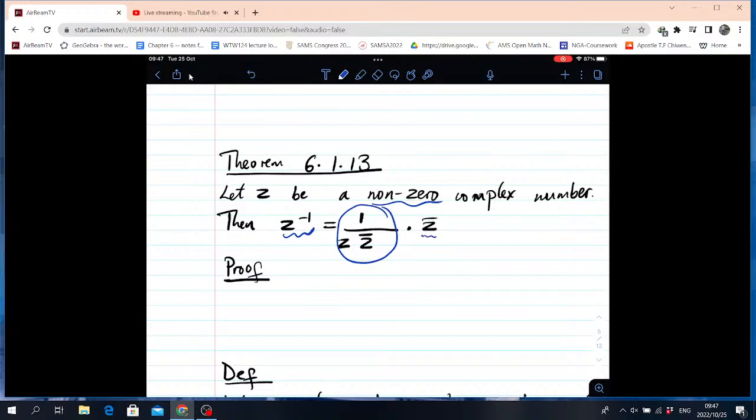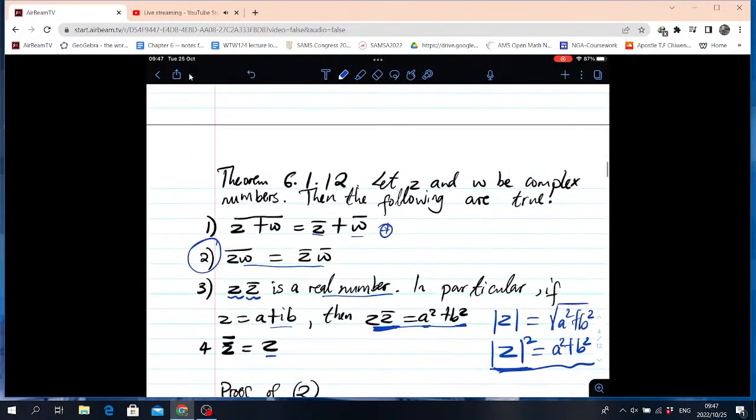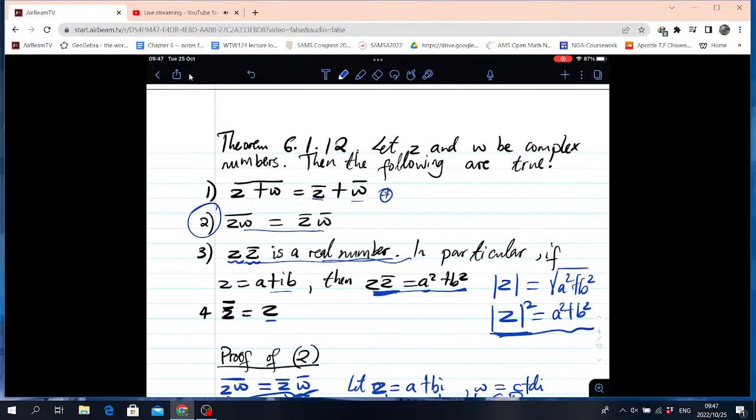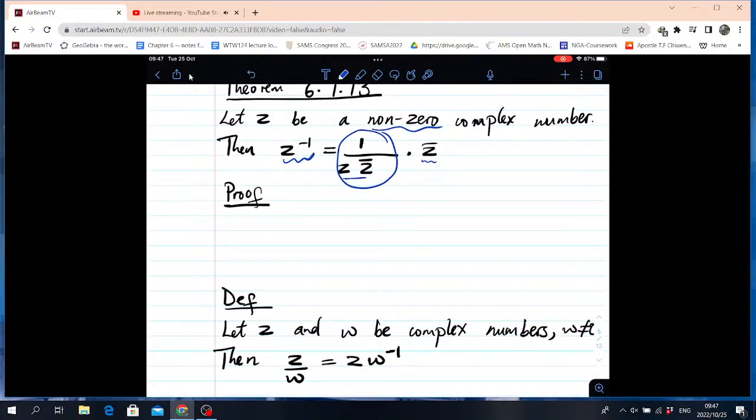So if you remember in theorem 6.1.12, we say this is a real number, right? And in fact, we know what the real number is. So here, if you look at the first part there, it's just a real number. And then the second part is a complex number. So what it's saying is the inverse of Z is a multiple of the conjugate of Z. That's what the theorem is saying here. So let's look at the proof of this theorem.